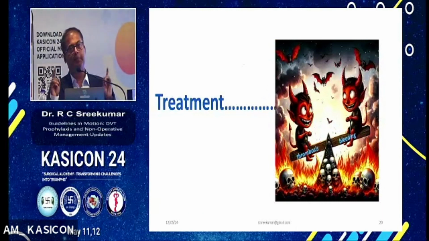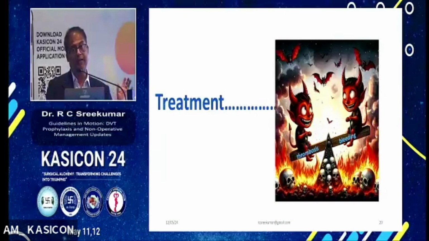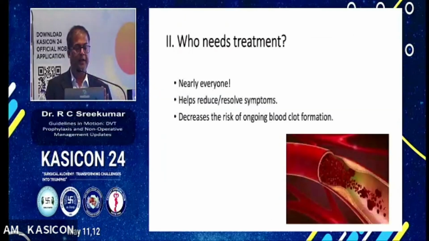Treatment is always a balance between two satans: one is bleeding, one is thrombosis. We should discuss with the patient all the options and all the complications, because if you overtreat, they will go for bleeding. If you undertreat, the patient gets recurrent thrombus. So this balance is very important in the treatment of DVT.